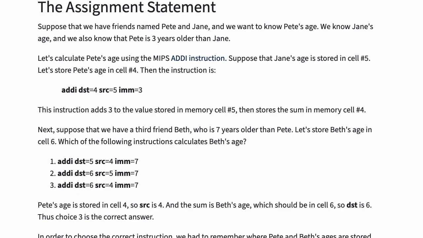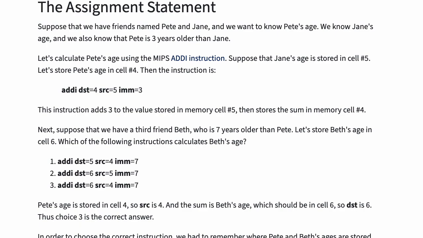Suppose that we have friends named Pete and Jane, and we want to know Pete's age. We know Jane's age, and we also know that Pete is 3 years older than Jane. Let's calculate Pete's age using the MIPS ADDI instruction.